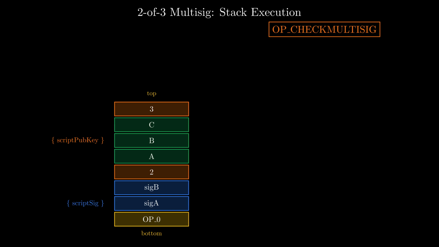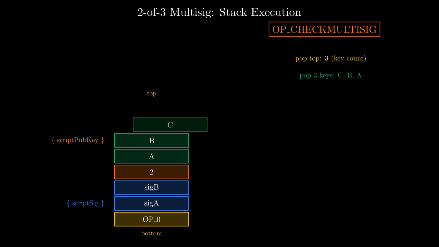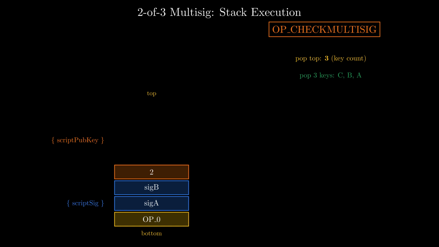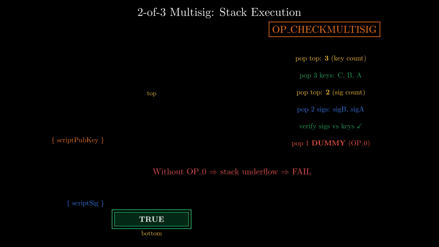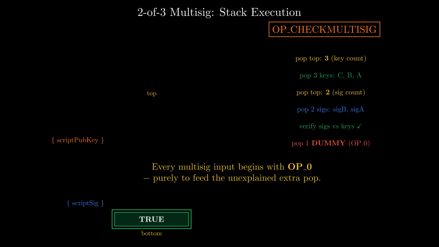Now OP_CHECKMULTISIG fires. It pops the top number 3, telling it how many public keys follow. It pops 3 keys: C, B, A. It pops the next number, 2, the signature count. It pops 2 signatures: SIG B, SIG A. It checks them against the keys and then pops one more item. That extra pop is the dummy. Without OP_0 sitting at the bottom, the stack underflows and the script fails. The signatures could be perfectly valid and the spend still wouldn't work. So every multisig input script begins with OP_0, purely to feed that final, unexplained pop.